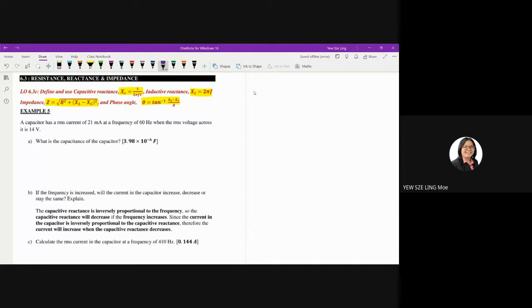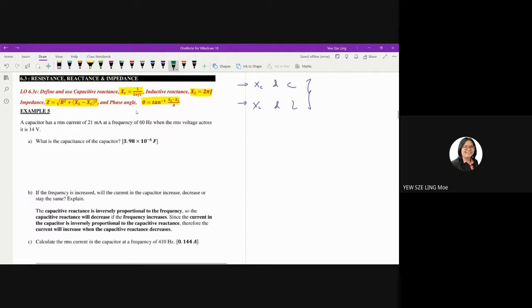The first thing, which I mentioned quite a few times in the lecture: don't get confused between XC and C. XC is capacitive reactance and C is capacitance. The second thing, don't get mixed up between XL and L. XL is inductive reactance and L is inductance. They refer to different things. So XC, XL, C, L: the relationship between these four variables is very important. Don't get mixed up.